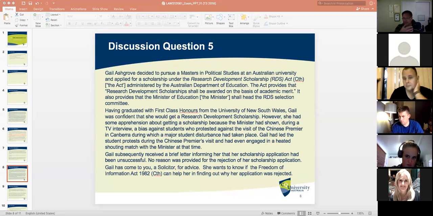her application evaluation process. So that is the advantage of being able to use the Freedom of Information Act. Fine, the minister doesn't have to provide reasons, but because of the Freedom of Information Act, Gail can compel the minister to share documents relating to her application and find out why her application was rejected. Can you see the advantage there?